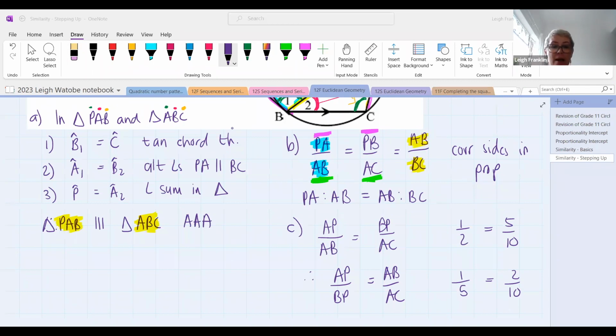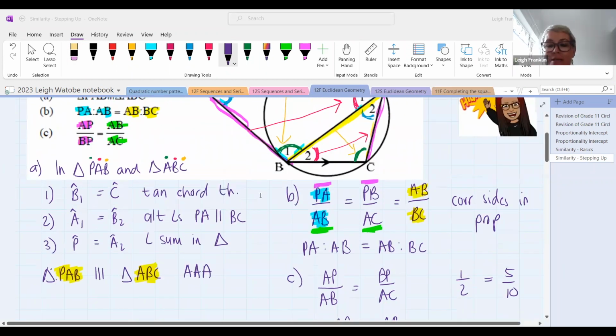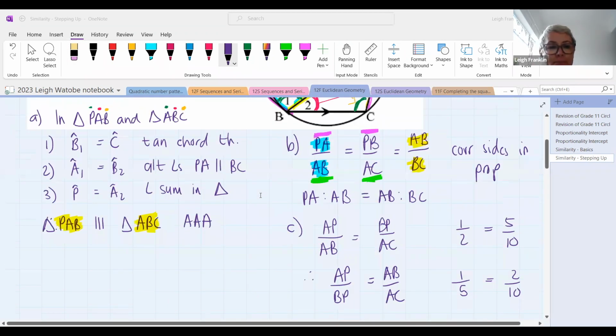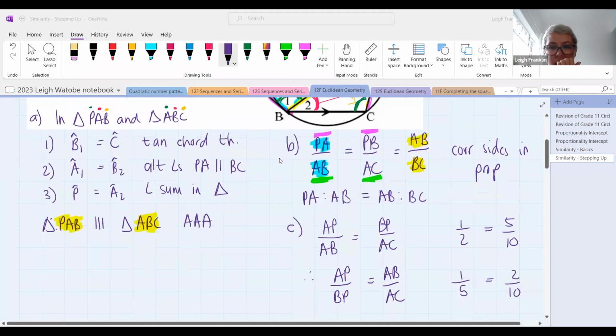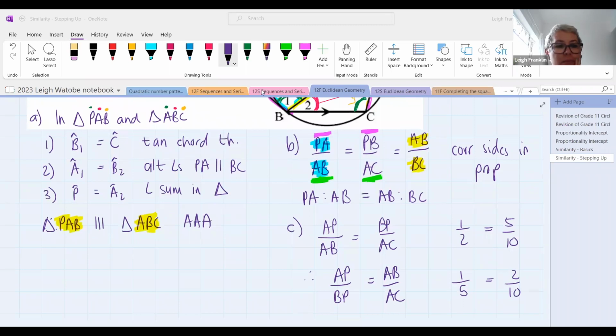Now, I see someone's put a message into the chat that they don't understand. Sharon, can you explain to me what it is that you don't understand? Where did I lose you? Ma'am, can you please explain the whole of B? Because I didn't understand. Okay, so I'm writing the corresponding sides in proportion.